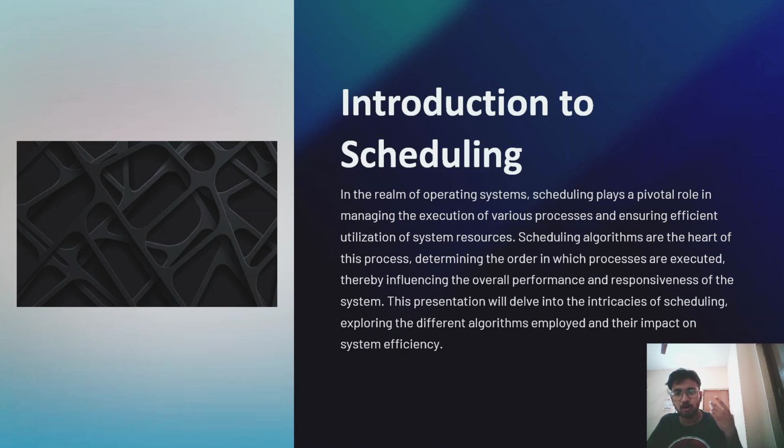In the realm of operating system, scheduling plays a vital role. Operating system is basically the interface between the user interface and the kernel, and there are several scheduling algorithms which are the heart of this process, which determines the order in which the processes are executed, thereby influencing the overall performance and responsiveness of the system. This presentation will also go into scheduling and different types of algorithms which we use for it.